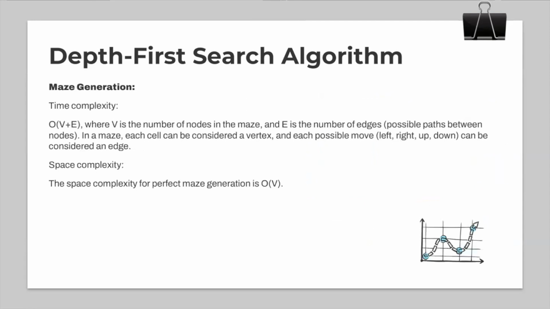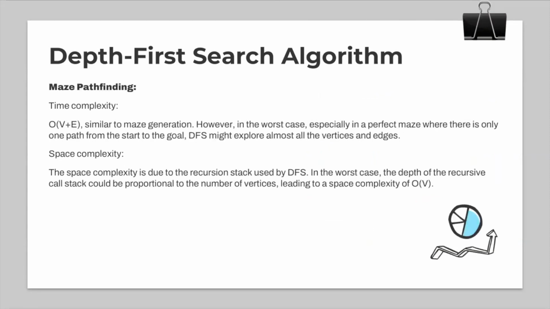And the time complexity is big O of V plus E, where V is the number of nodes and E is the number of edges in the maze. And the space complexity is big O of V for the maze pathfinding.